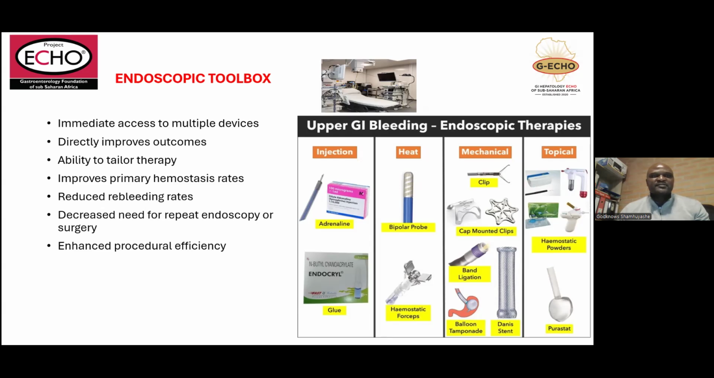And this has been shown to improve the outcome actually. And you are able to tailor your therapy. As you know, different bleeding lesions might require different approaches. So in that way, you reduce your morbidity and mortality. And if your endoscopic toolbox is adequate, you also reduce the rebleeding rates, and there's a decreased need to repeat endoscopy or surgery. And as a result, there is enhanced procedural efficiency. If everything is in your scope room, there's no need to run around looking for extra materials or extra equipment to use on the patient.